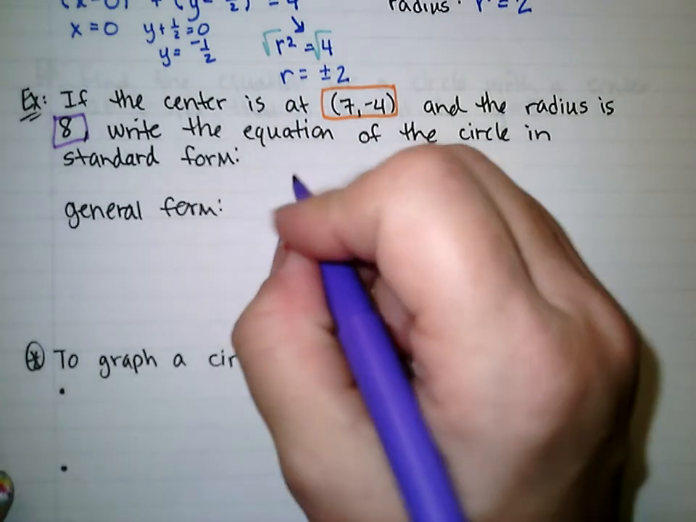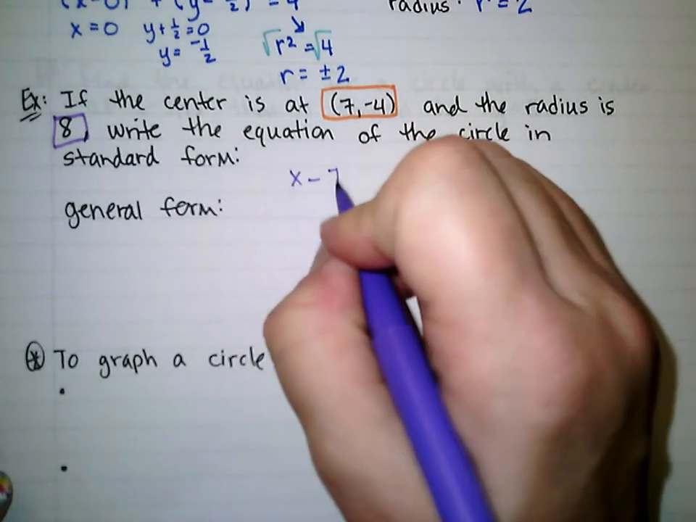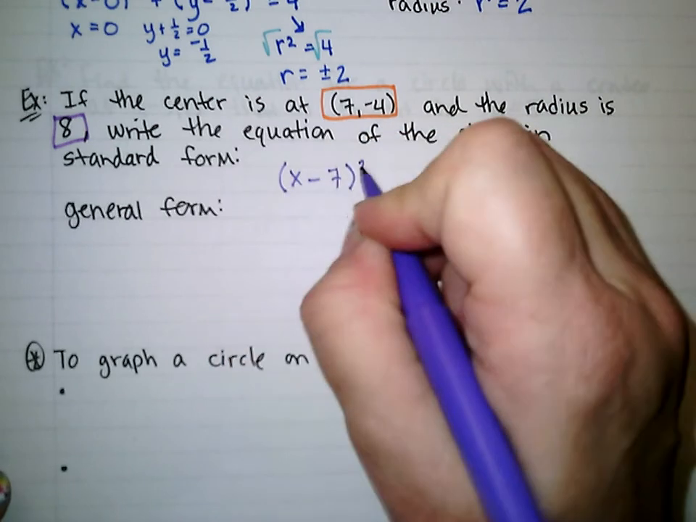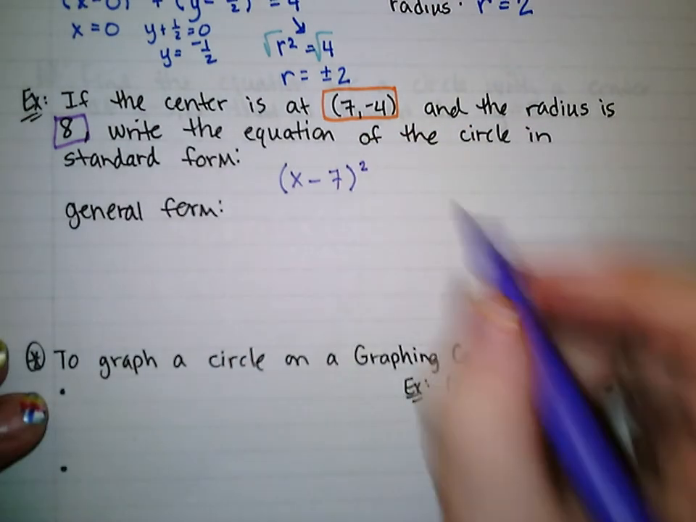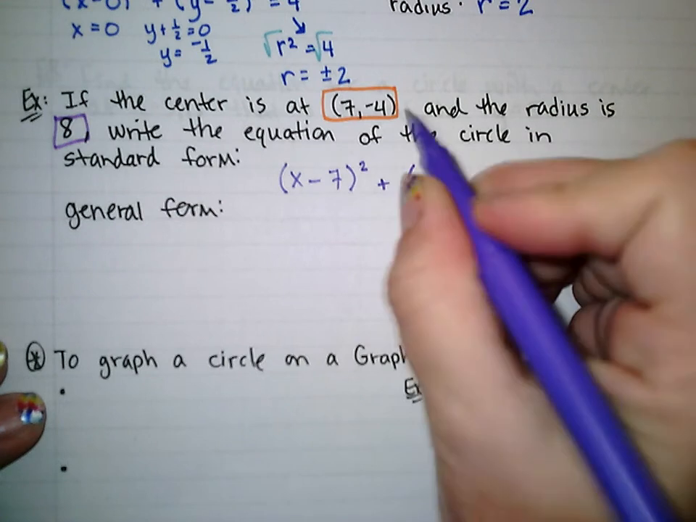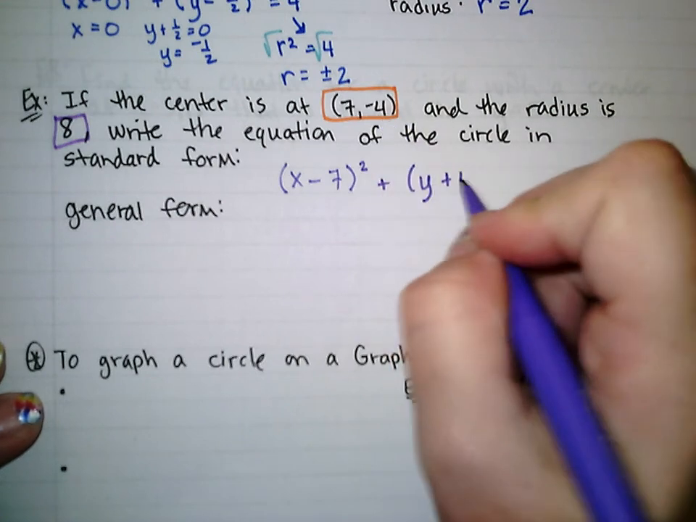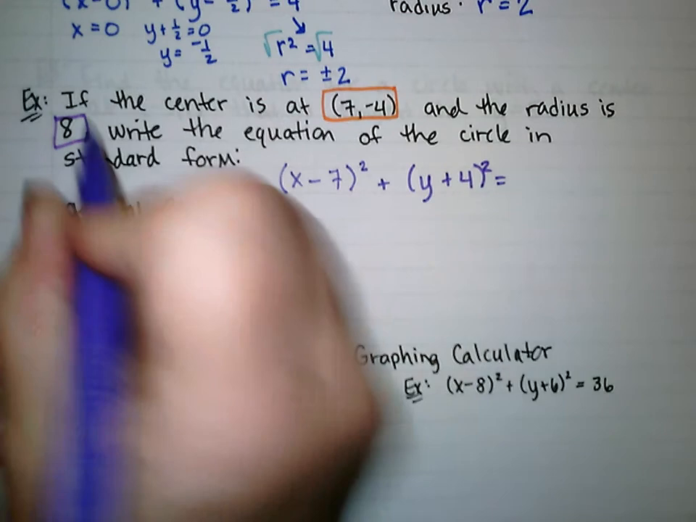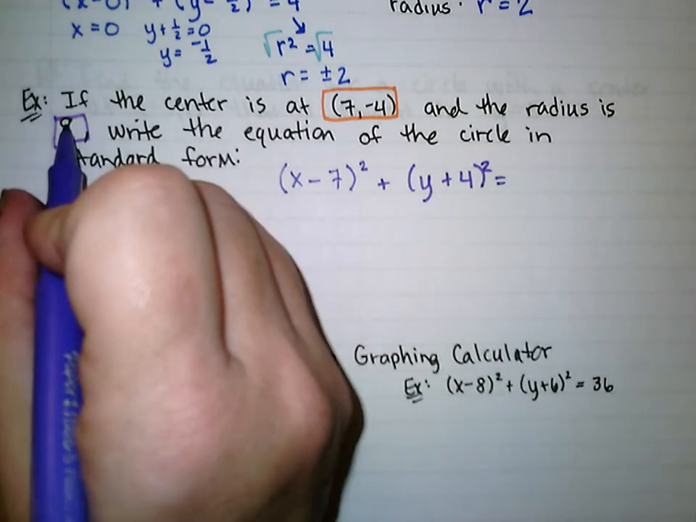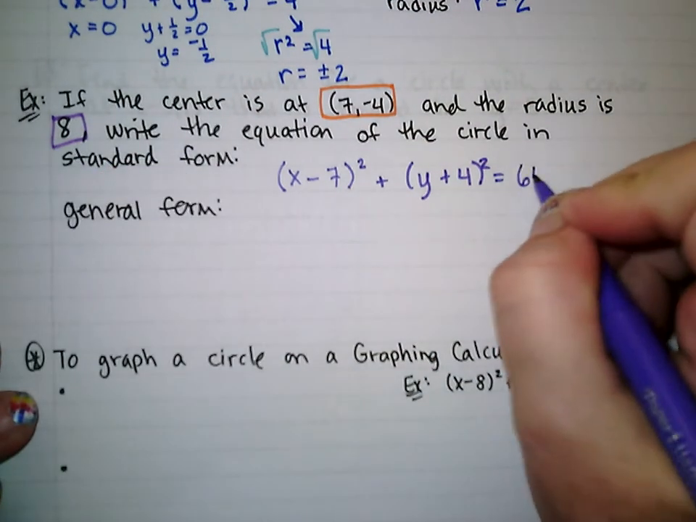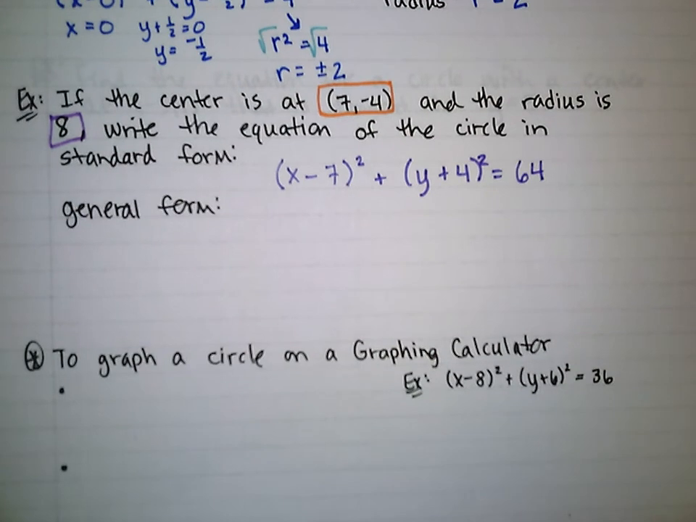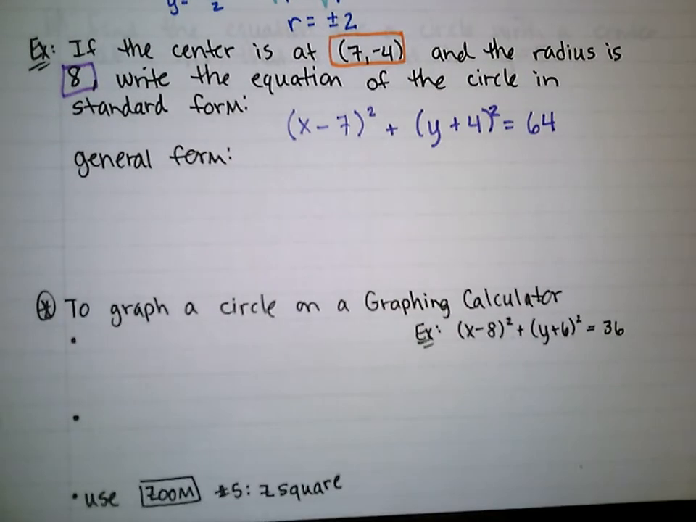So we go (x minus the x coordinate of the center) squared plus (y - (-4), which would be y + 4) squared equals, and we have to remember to do r squared, so that would be 8 squared, 64. So putting a circle in standard form, if you know its center and radius, is very straightforward. Putting it in general form isn't difficult, but it is going to require us to do some work.